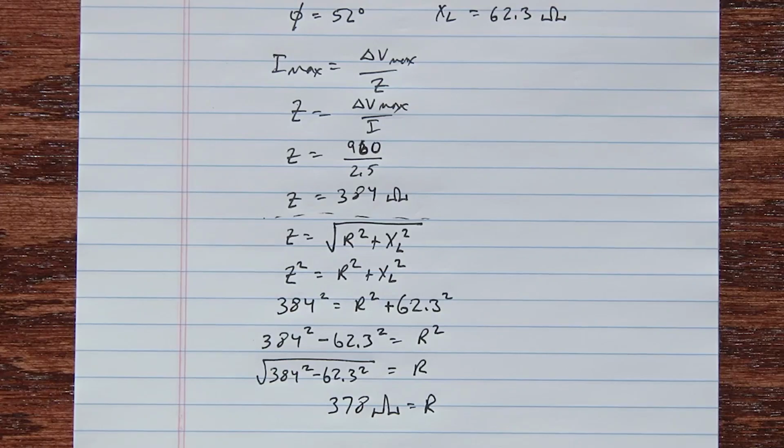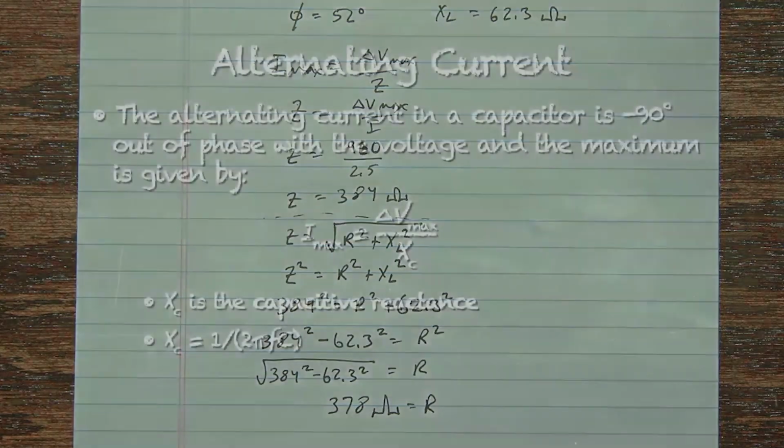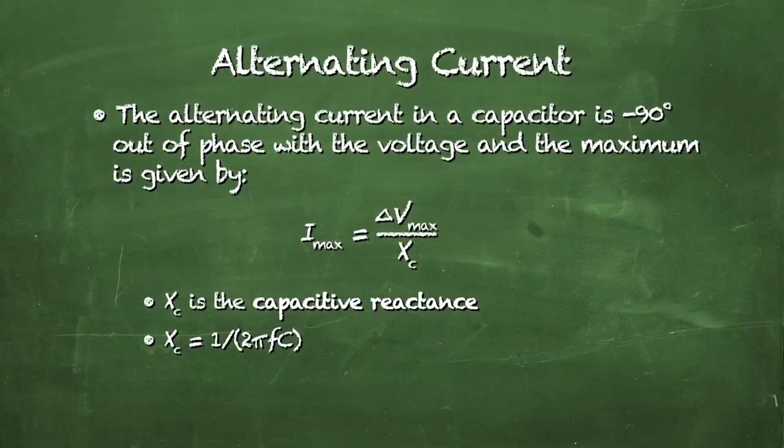Now let's add capacitors into our alternating current circuits. The alternating current in a capacitor is minus 90 degrees out of phase with the voltage, and the maximum is given by I max is equal to delta V max divided by X sub C, where X sub C is the capacitive reactance. So before, the inductive reactance X sub L is equal to 2 pi FL, and the capacitive reactance is equal to 1 divided by 2 pi FC.